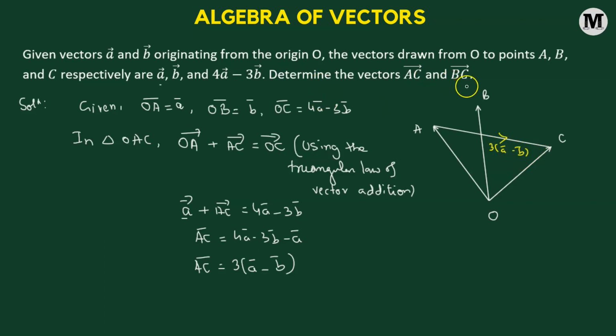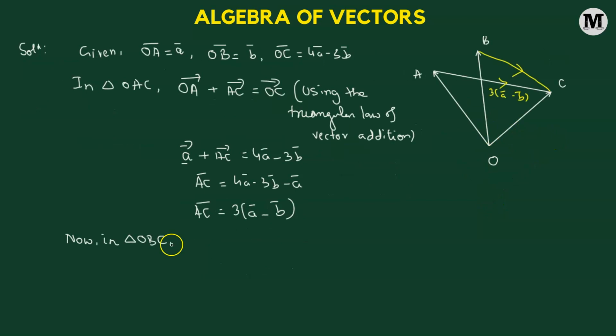Next, we need to find vector BC. For this, we'll join point B and point C such that the vector goes from B to C. Again, we can use the triangle law of vector addition. For this, we'll consider the triangle OBC. So we start with vector OB added to vector BC. Going from point O towards C, this is equivalent to vector OC.